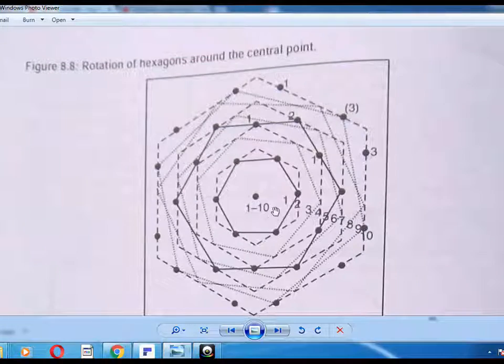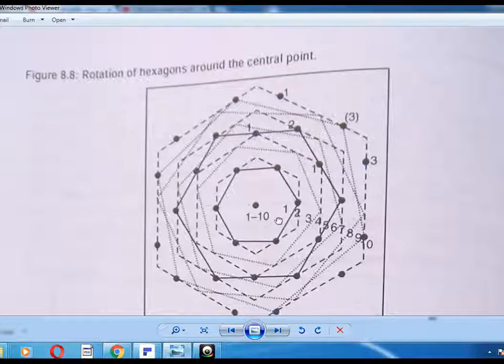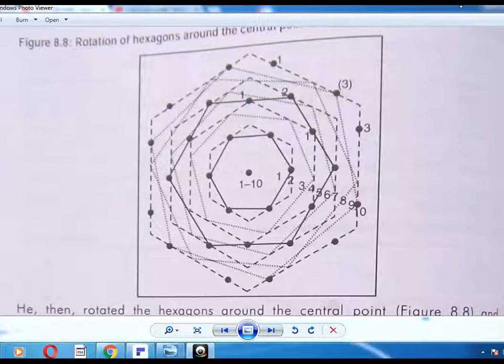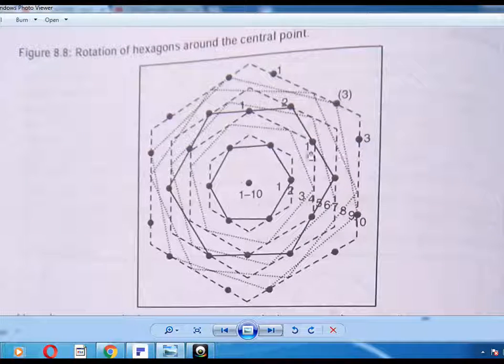Here is the diagram of hexagons around the central point. Here you can see the hexagon, and it is the central point. Now all the hexagons are serially located: first, second, third, fourth. All are here, you can see.